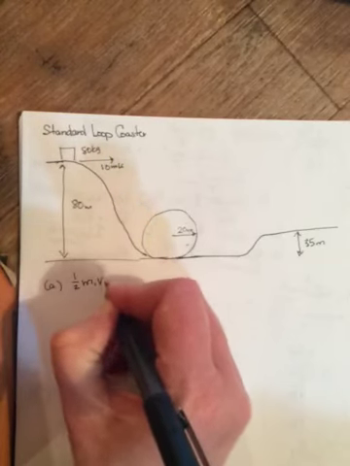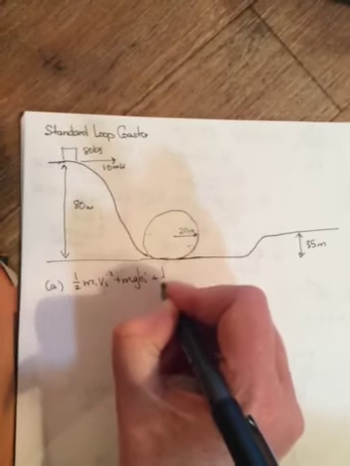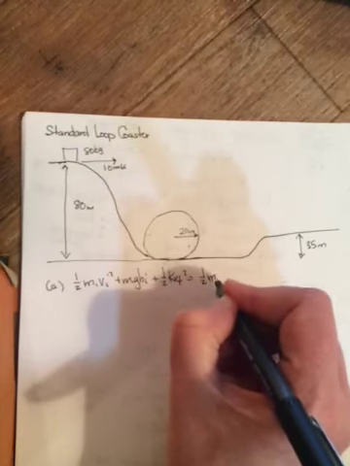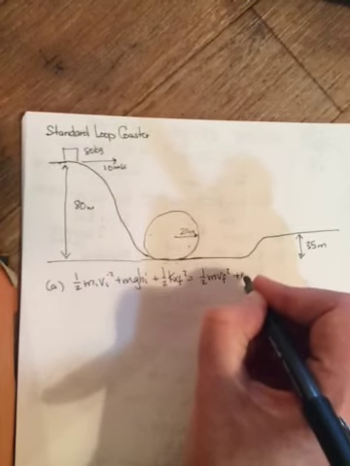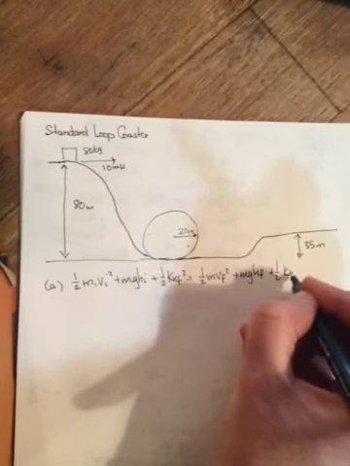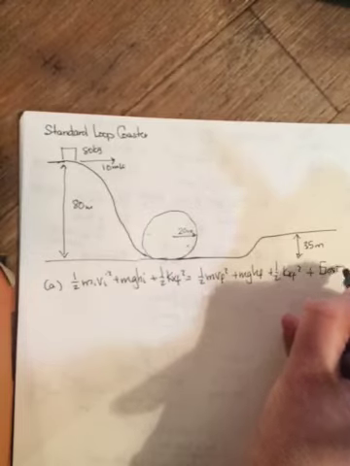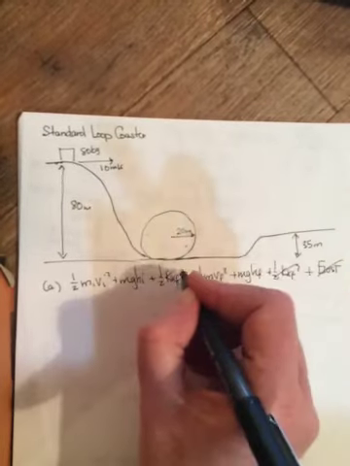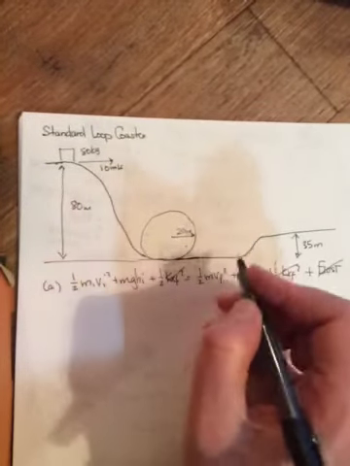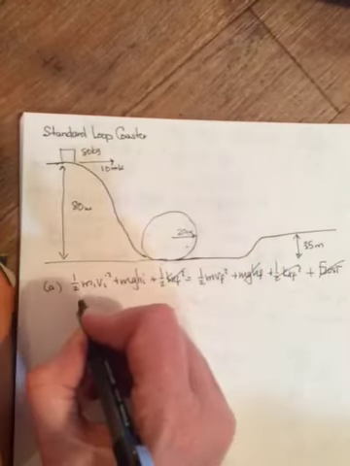1/2 m v initial squared plus m g h initial plus 1/2 k x initial squared equals 1/2 m v final squared plus m g h final plus 1/2 k x final squared plus E lost. And so in these questions, you can assume they're frictionless. There's no spring. At the top, it has both a speed and a height. And at the bottom, it has a speed, no height. And we're looking for this speed.